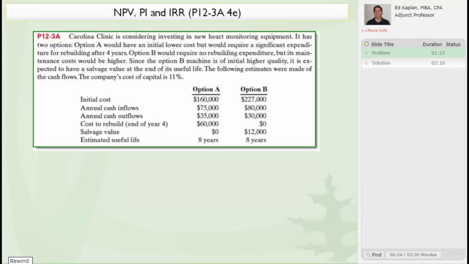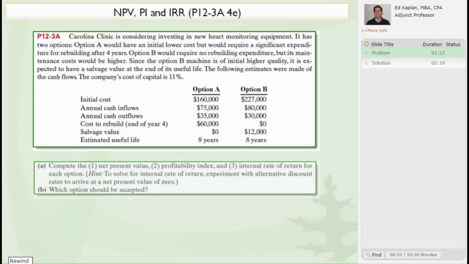Since the Option B machine is of initial higher quality, it's expected to have a salvage value at the end of its useful life. The following estimates were made of the cash flows, and the company's cost of capital is 11%. You see the initial cost, the annual cash inflows and outflows, and other items related to the two options on the top part of this slide.